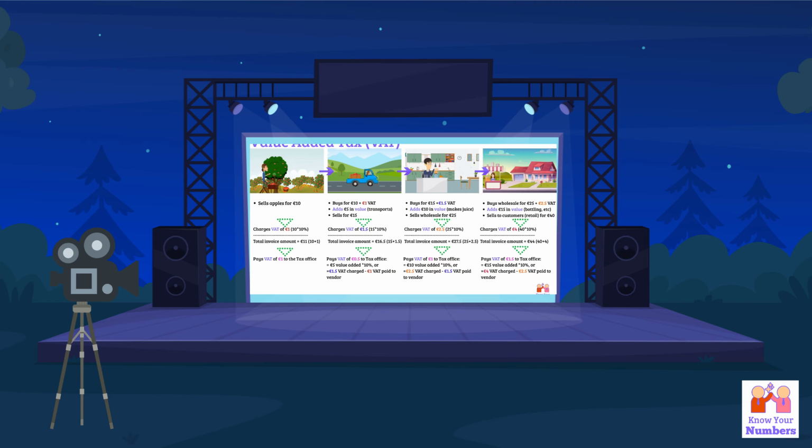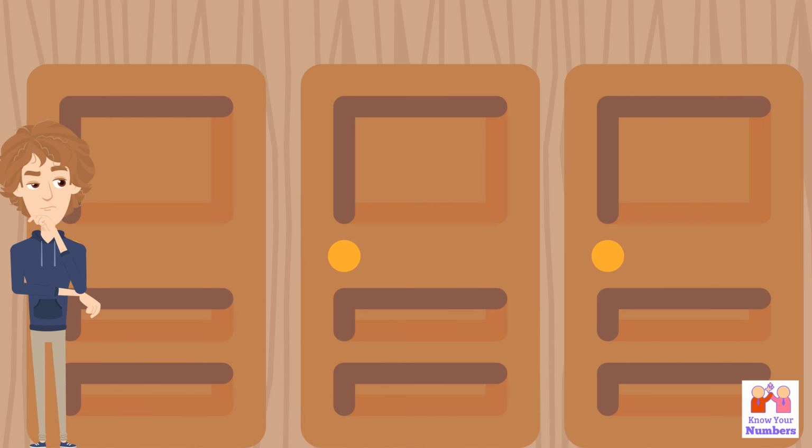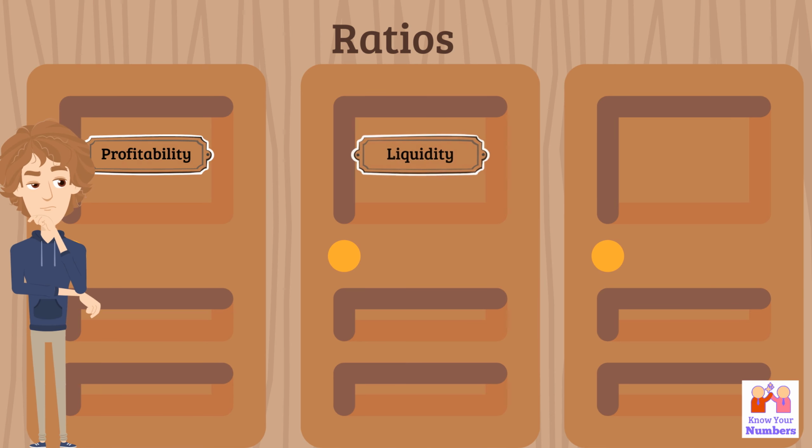Welcome to Financial Analysis. Financial statements tell a story, but ratios bring it to life. They help you measure how your business is really doing. Let's look at 3 types of insights: profitability, liquidity, and efficiency.